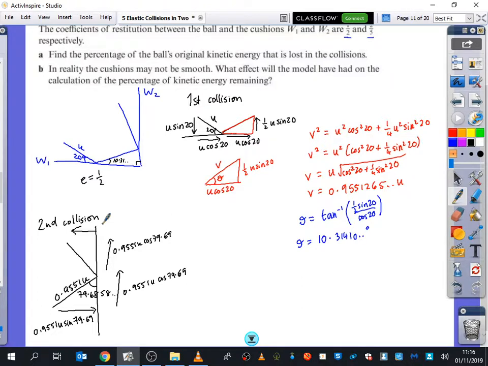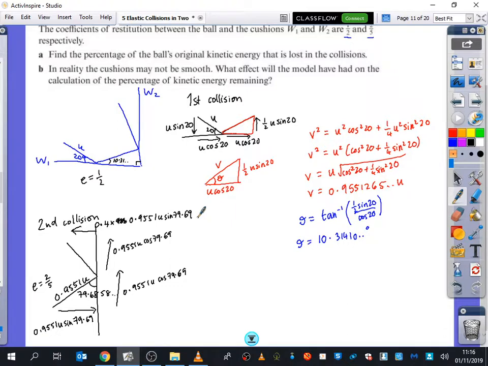Yeah, and what's E now? E in this place is 2/5. I'm just probably going to take this to a decimal just because everything seems to be in a decimal so far. So this bit up here is going to be 0.4 times 0.9551 u sine of 79.69.